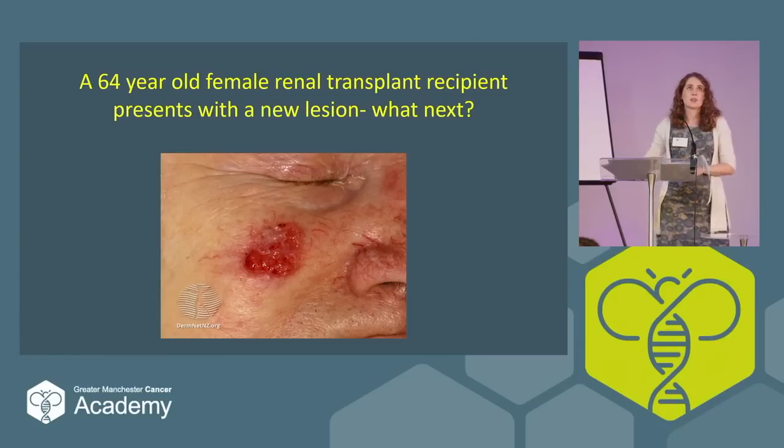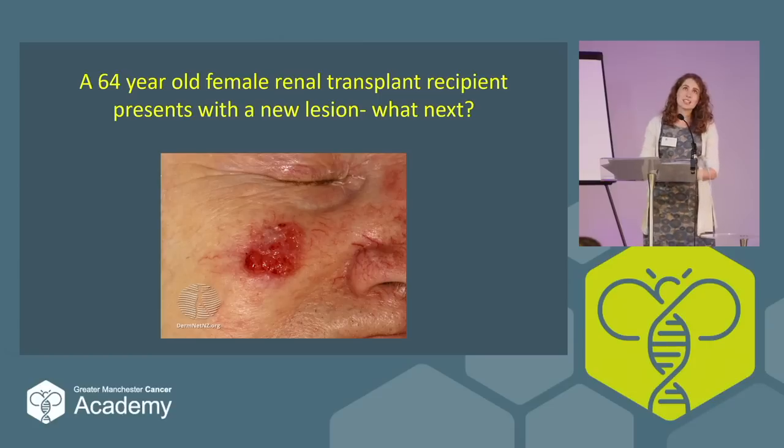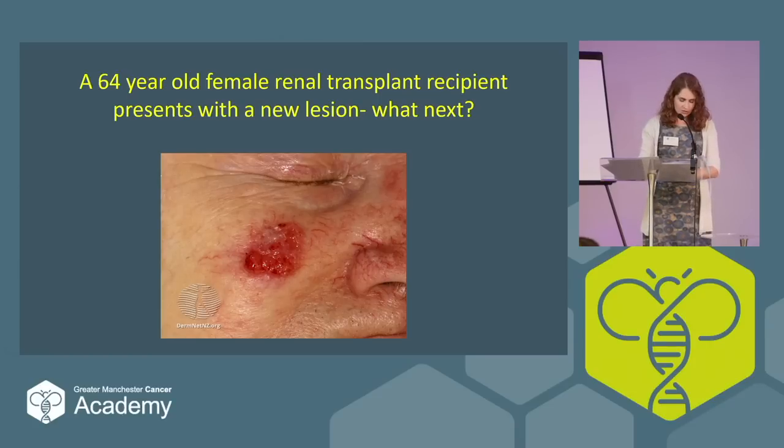Yeah. So this patient is a 64-year-old called June, and she is a renal transplant patient, and she's got this on her cheek. What are you going to do with her? What are you going to ask her? What are you going to look at? So what risk factors do we immediately know she's got?